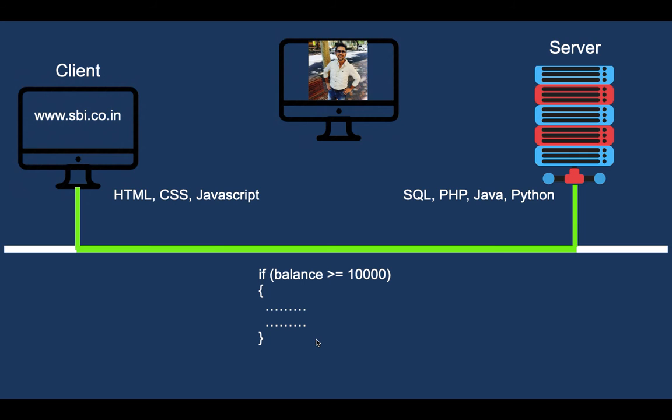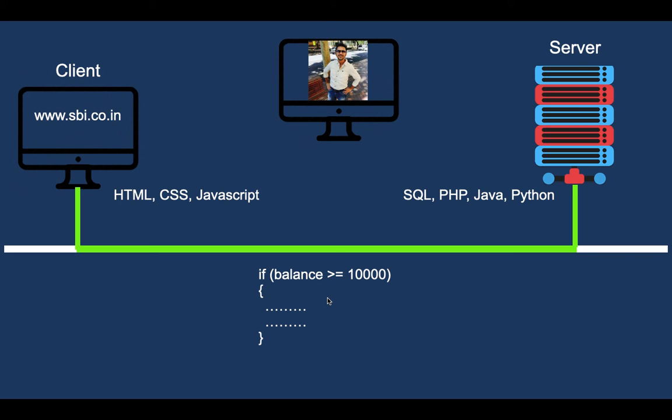Now here I have a question for you. Tell me one thing, listen to the question carefully. What do you think this code, if balance greater than equal to 10,000, will execute where? Where in the sense, will it execute on the client machine or the server machine? Come on. If you want, you can pause the video and you can think about it. Think like a programmer. The answer is obviously the server. Okay. Now, why it should execute on the server, I'll tell you very soon.